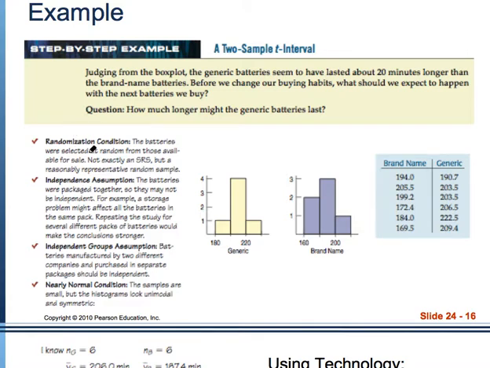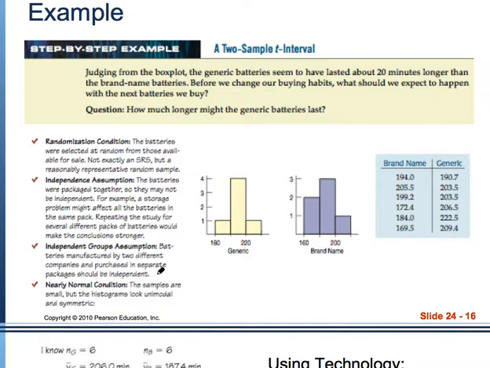Randomization condition. Batteries were selected at random, not exactly a simple random sample, but it's reasonably random. All is good. Okay, the batteries, even though they were packaged together, might not be independent. A storage problem might affect all the batteries in the same pack, and repeating the study for several different packs of batteries would make the conclusion that much stronger. Because if you're taking a pack of batteries and you're testing all of them, then they're from the same pack, so they could have all been, I guess, an equal chance of being damaged.